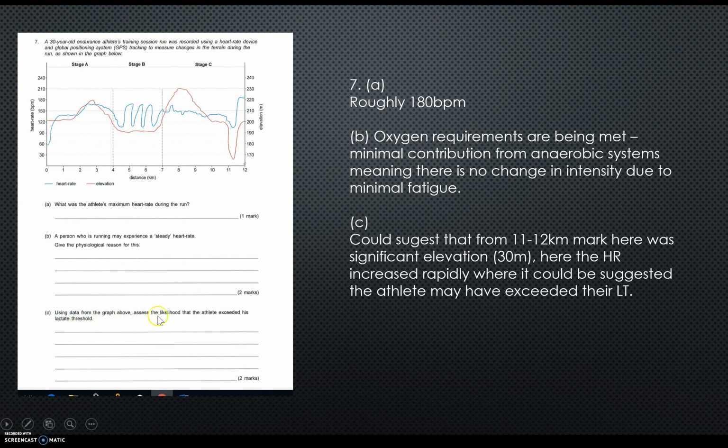C, we could suggest that the runner might have exceeded the lactate threshold. Now I'm going from this 11 to 12 mark, if you follow my cursor. Here the heart rate increased rapidly following a rapid increase in elevation. And that might have been they exceeded their lactate threshold there, because they stopped post that. There's also bits here where they go up and down, but that's hard to explain seeing as the elevation doesn't actually go up and down, but that rise and fall in heart rate could also suggest it.